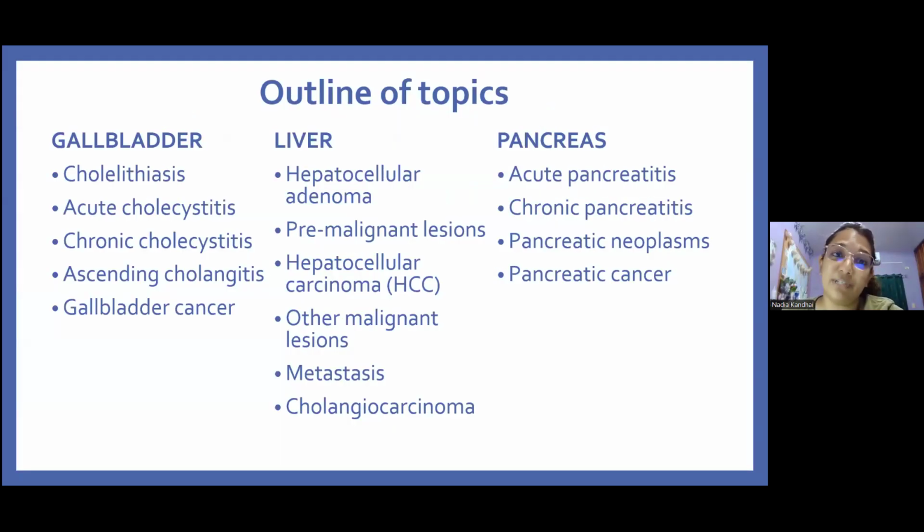We have our outline of topics for tonight. We have them divided by organ systems. So in the gallbladder, we'll go through cholelithiasis, acute and chronic cholecystitis, ascending cholangitis, and gallbladder cancer. In liver, we'll touch on hepatocellular adenoma and premalignant lesions, go through hepatocellular carcinoma and other malignant lesions of the liver, metastasis and cholangiocarcinoma, and in pancreas, we'll do acute and chronic pancreatitis, pancreatic neoplasms, and end with pancreatic cancer. So we'll start with the gallbladder.